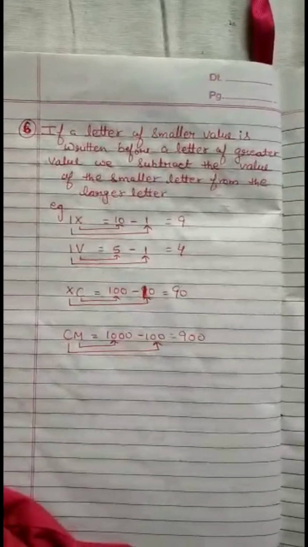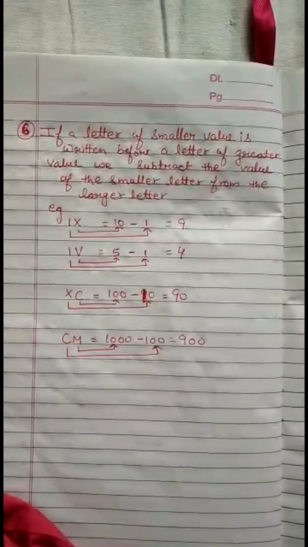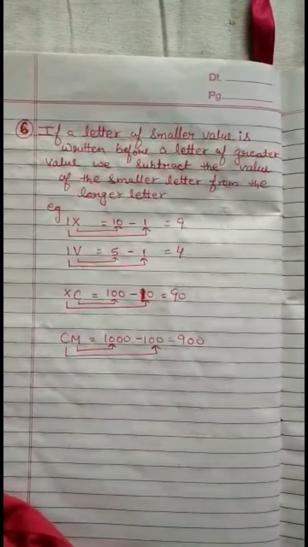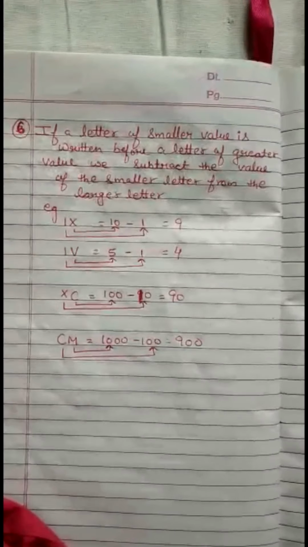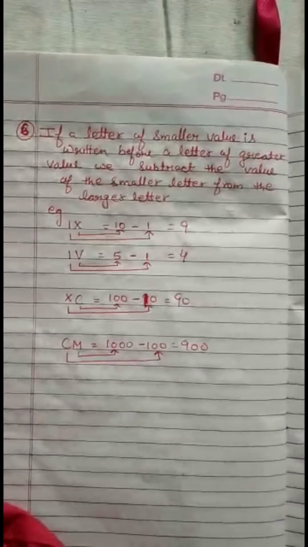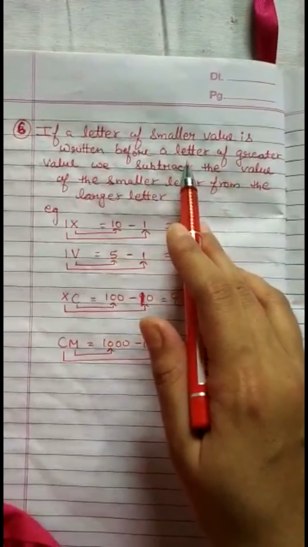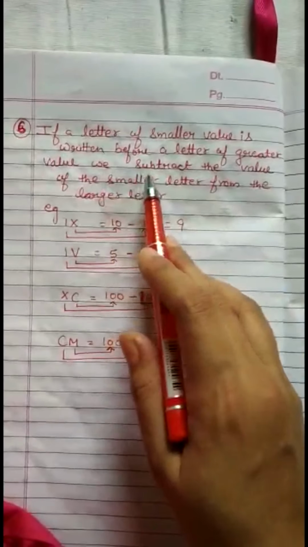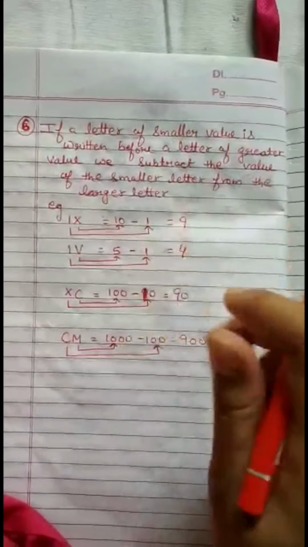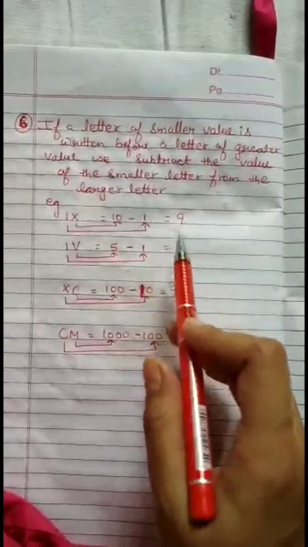Now students, the question arises: if the letter with a smaller value is written on the left of the greater value, then what do we have to do? So if a letter of a smaller value is written before, or you can say on the left of a greater value, then we have to subtract the value of that smaller letter from the larger letter. Let's take an example.